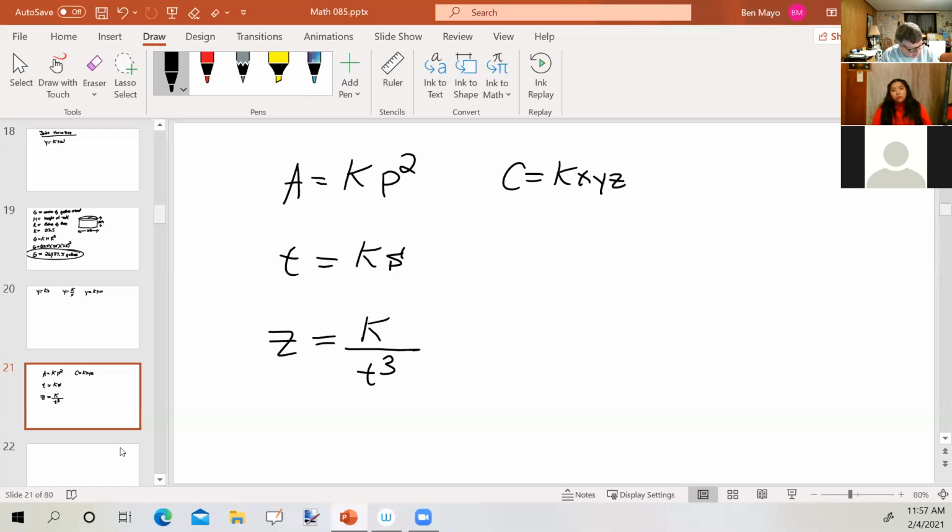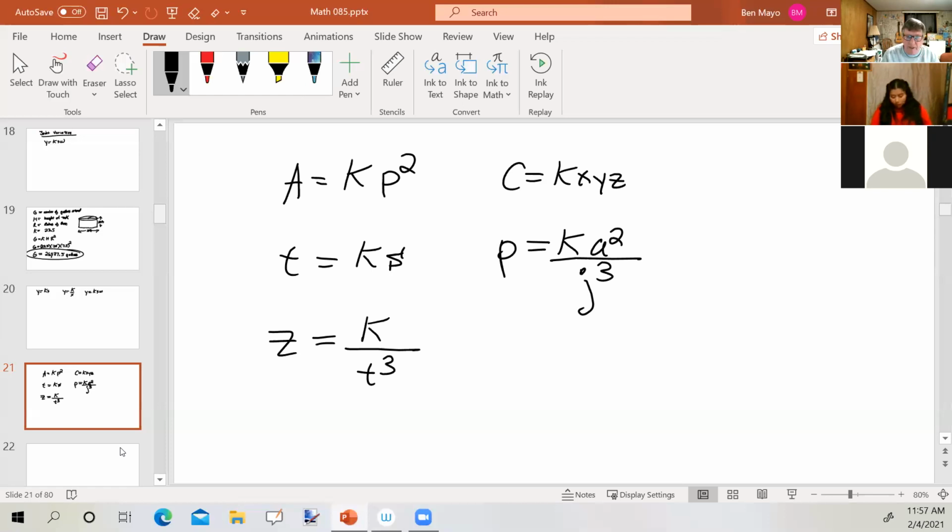P varies directly as the square of A and inversely as the cube of J. So we've got two different kinds of variation in the same formula. P, don't forget K, varies directly as the square of A and inversely as the cube of J. So again, we can have more than one kind of variation in the same problem.